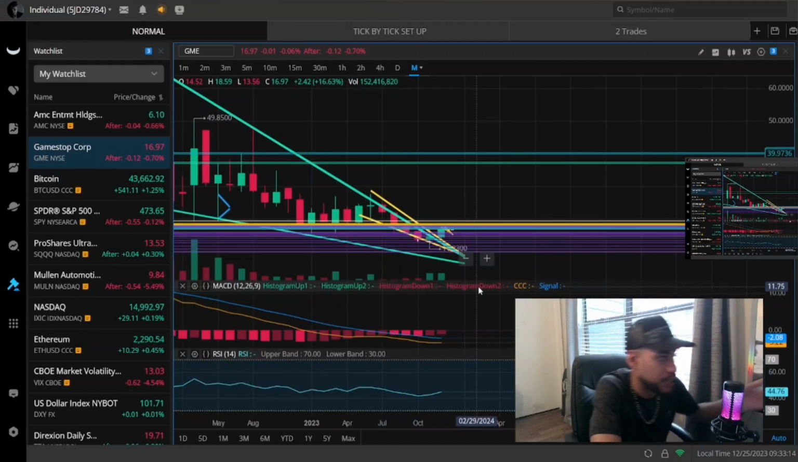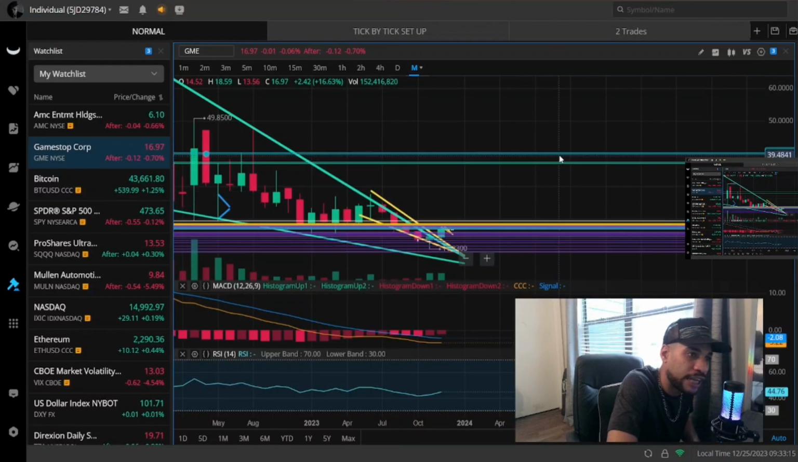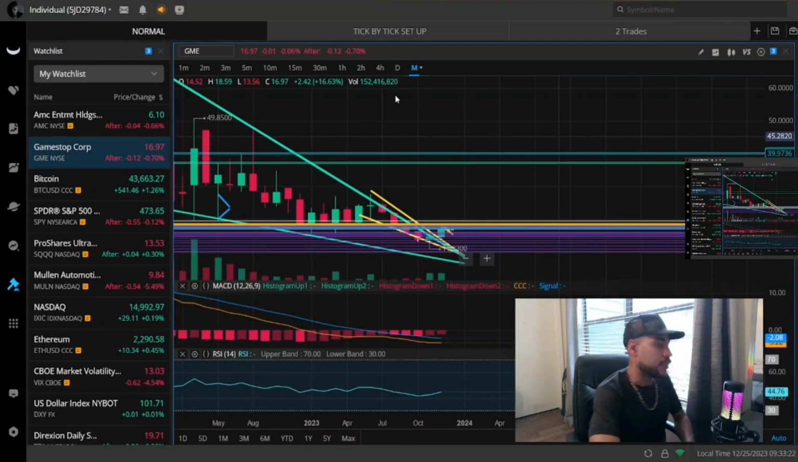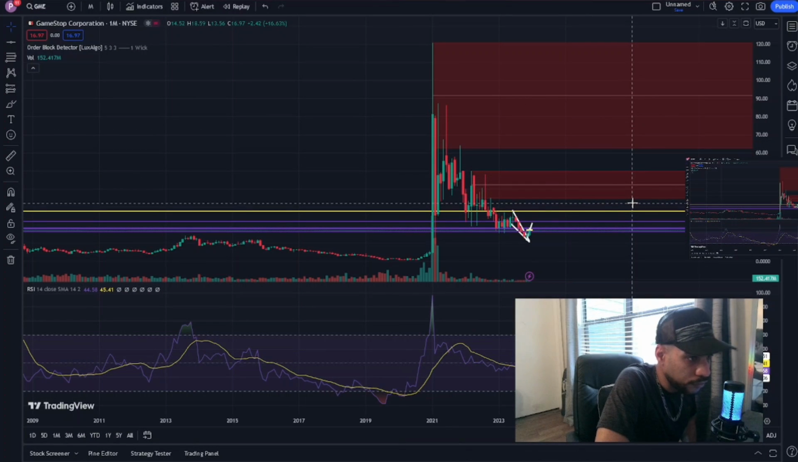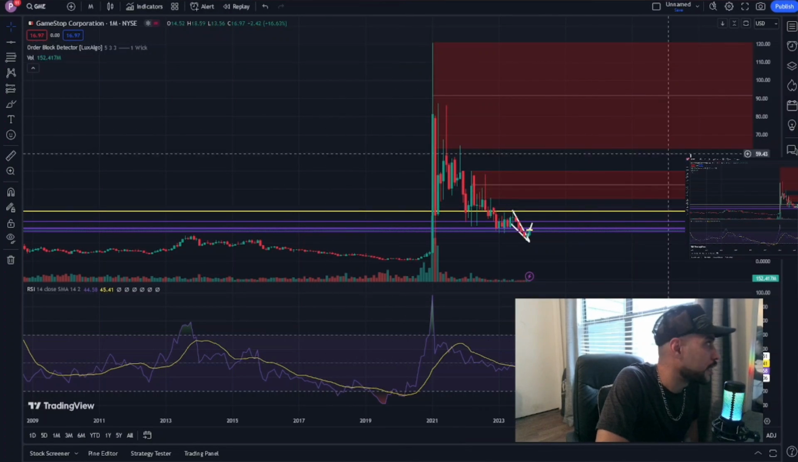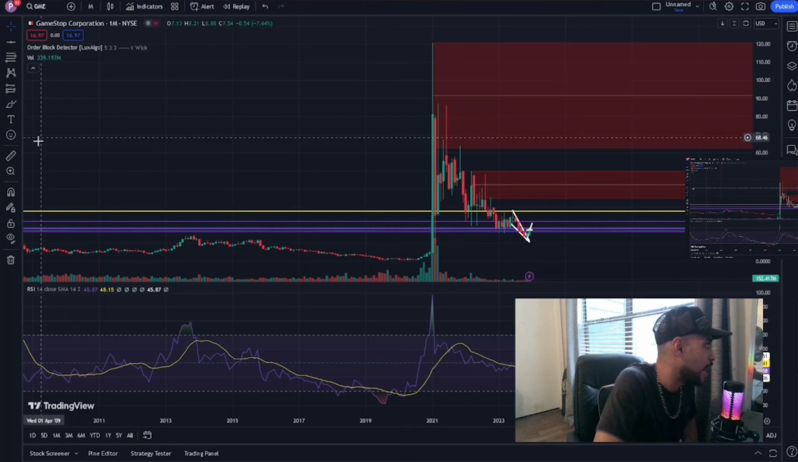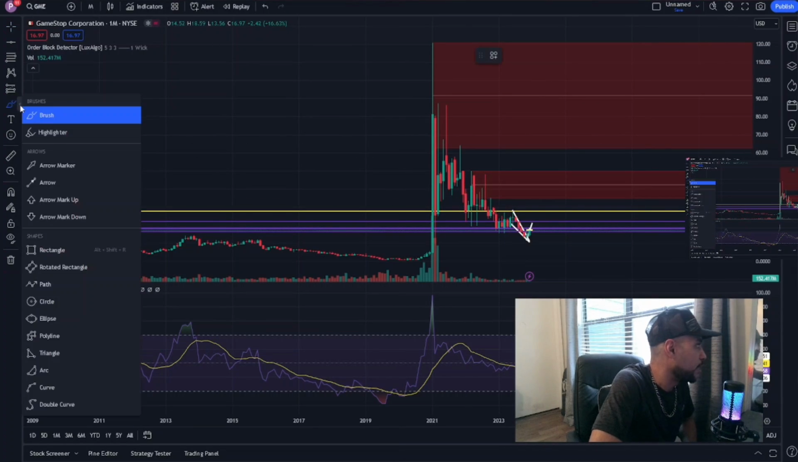You could see this if I zoomed in on the smaller time frames, and I talk about it all the time. But we have a gap here at $37 to $39. So let's make the first price target for GME between that level of $37 and $39, and we'll do $38 for the first price target.